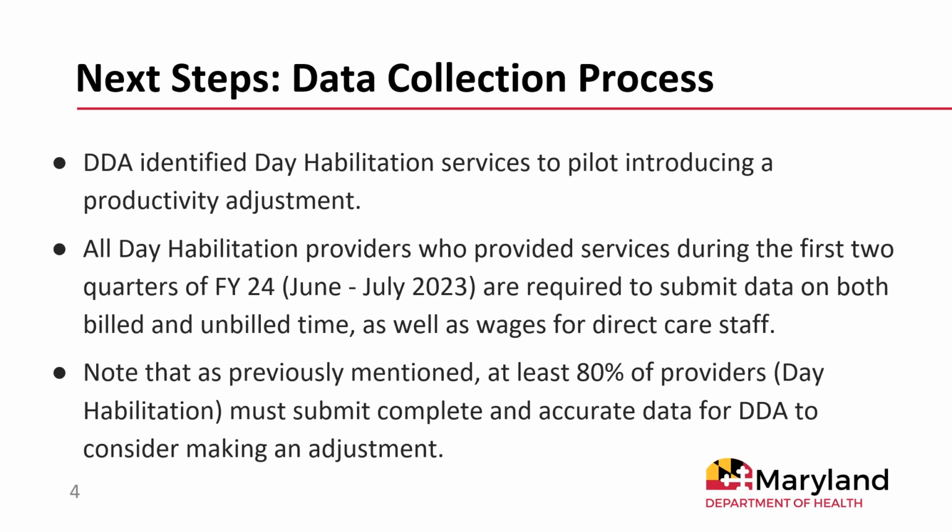And the reason for that, just briefly, is that in the past, we have used higher estimated wages to account for this productivity factor. And if we introduce a productivity factor, then the estimated wages may also need adjustment. It is expected that all day hab providers will fill out this general ledger supplement. If we don't receive sufficient data, or data that is complete, reasonable and accurate, we won't have the necessary data to make an adjustment this cycle. So we're asking all day hab providers to provide this data for the first 2 quarters of fiscal year 2024, that is July 2023 through December 2023.